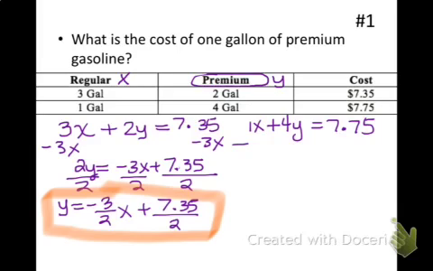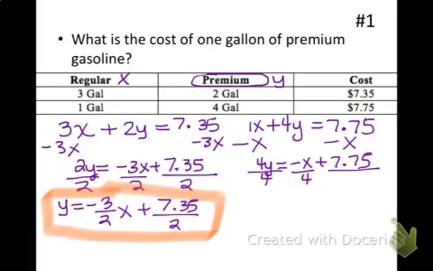I'm just going to subtract X from both sides. And I get 4Y is equal to negative X plus 7.75. Then I divide everything by 4. And actually, when you put it in your calculator, you don't really have to simplify it if you don't want to. Okay, so I have my 2 equations.